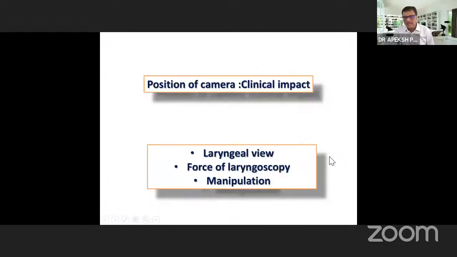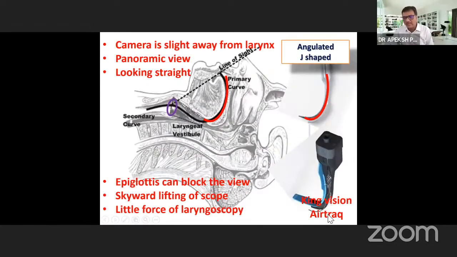If you look at the King Vision or AirTraq or Pentax, the camera is positioned a little bit away from the larynx, here at this red pointer, and it's looking straight. As it's looking straight, many times you get 50 to 60% progress. You will not get 80 to 100% POGO scoring. And the epiglottis partially blocks the view in this case. So to get the complete view, a little bit of force is required.